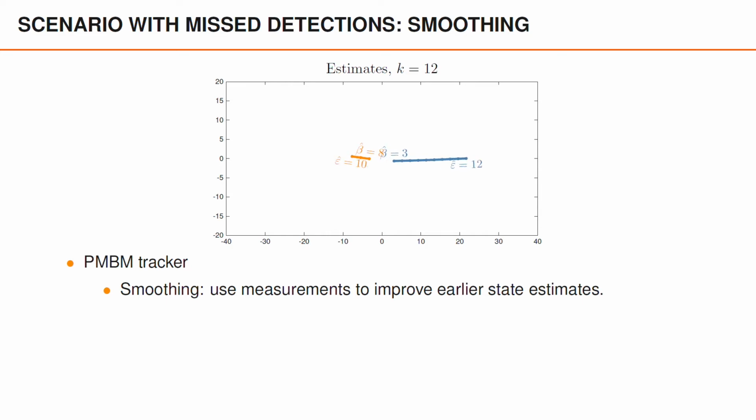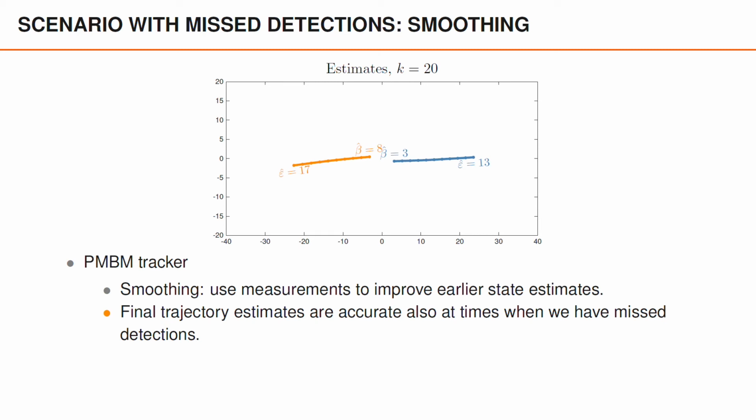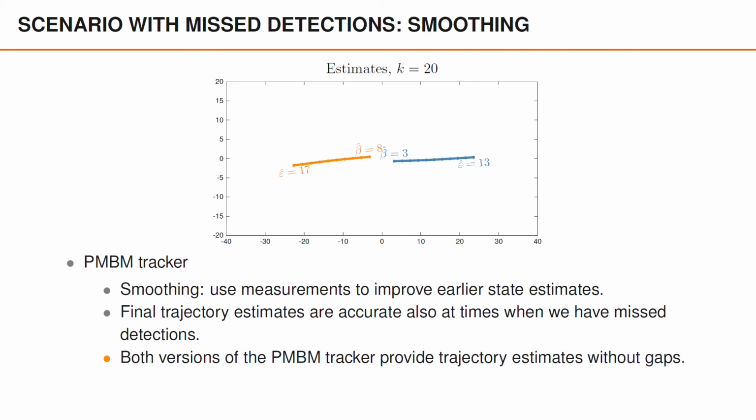At the time steps when the left object is not detected, our best estimate is still that the trajectory ended at time 10. As soon as the object is detected again, we produce a complete trajectory estimate also for the left object. As you can see, smoothing helped us improve the trajectory estimate at the time steps when we did not receive any measurements. Still, it's important to note that both of these versions of the PMBM tracker produce trajectory estimates without gaps.